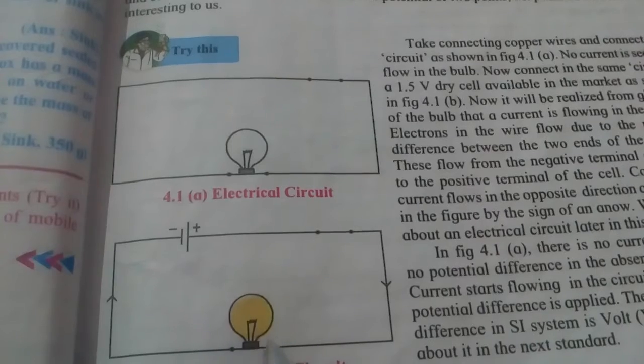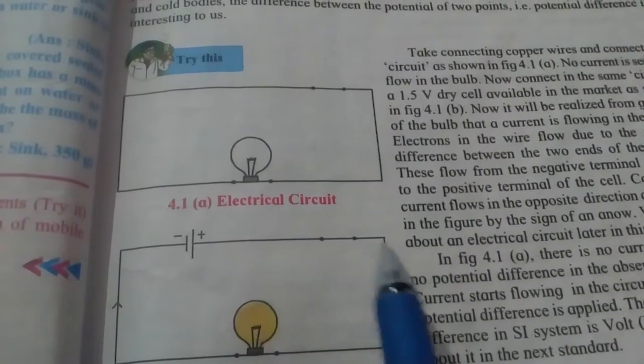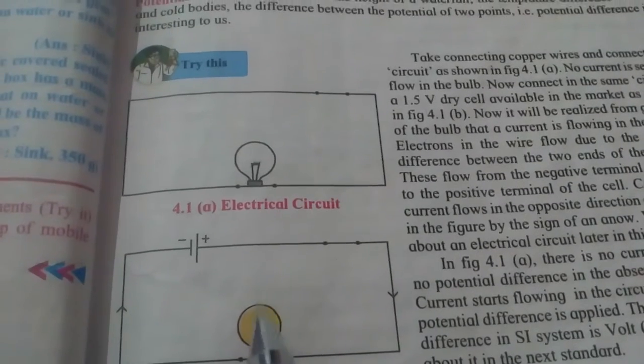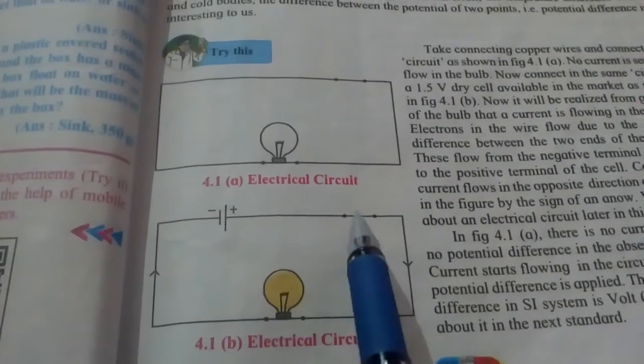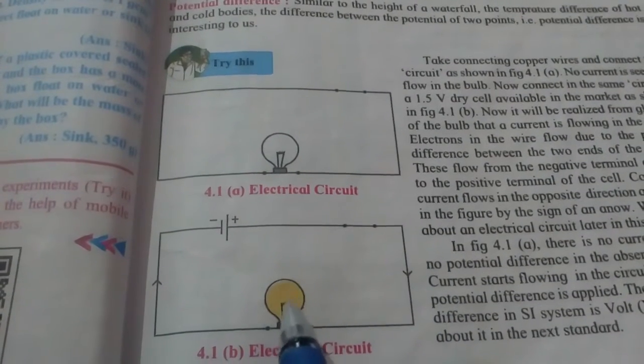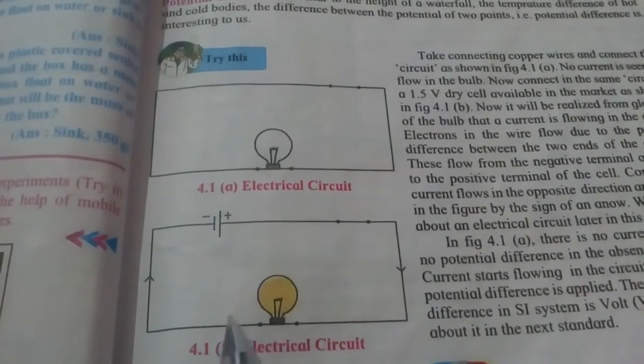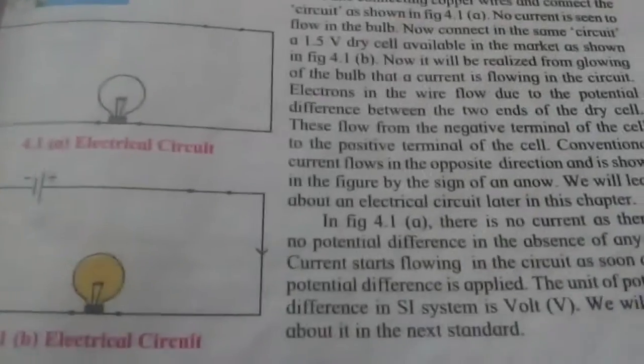And this is going to be the electric bulb. When the key is closed, the current will flow and the bulb will glow. But if the key is opened, the current will stop flowing and the bulb will also stop glowing. So this is how the entire electrical circuit works.